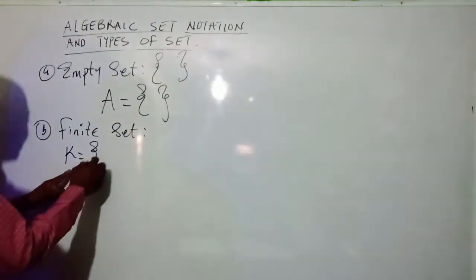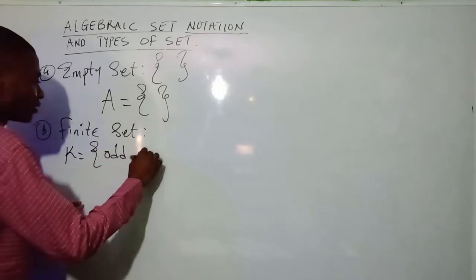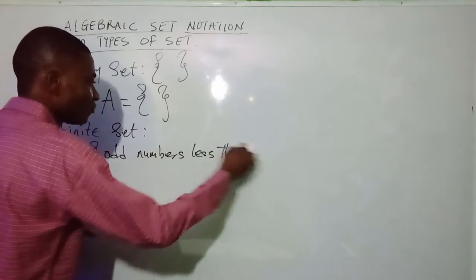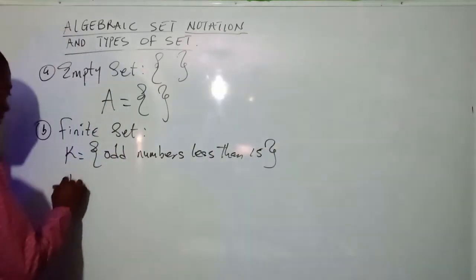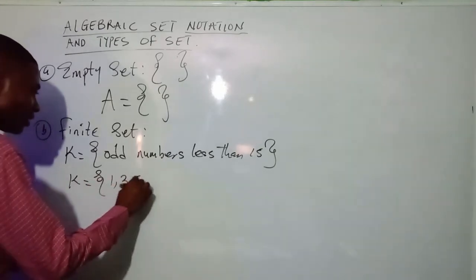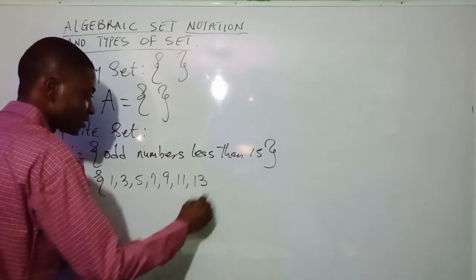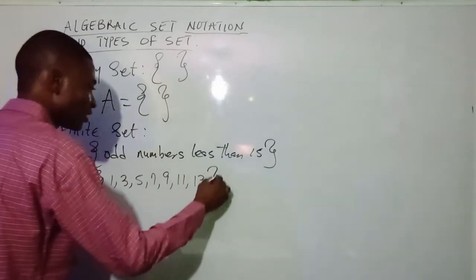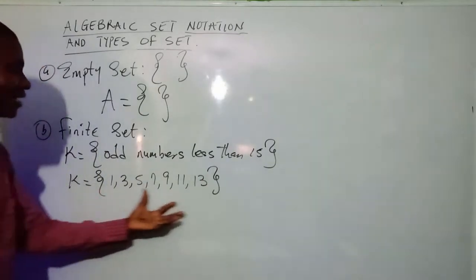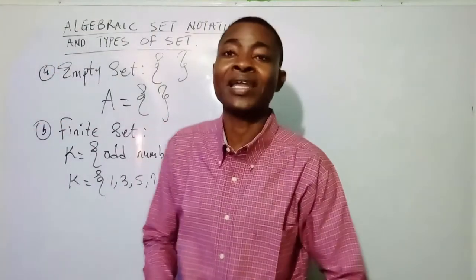For instance, K is a set of odd numbers less than 15. So what are the elements of K? Can we list all of them out? Of course we can: 1, 3, 5, 7, 9, 11, 13. Less than 15, so 15 is not inclusive. Since I can list out all the elements in set K, it means that set K is a finite set.